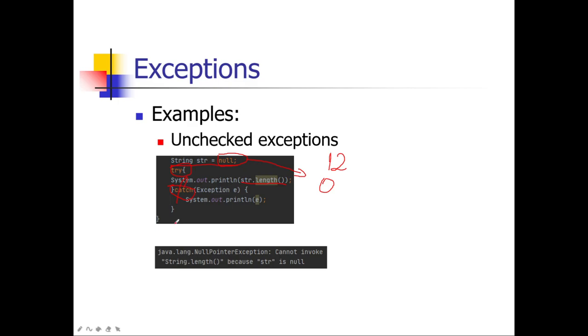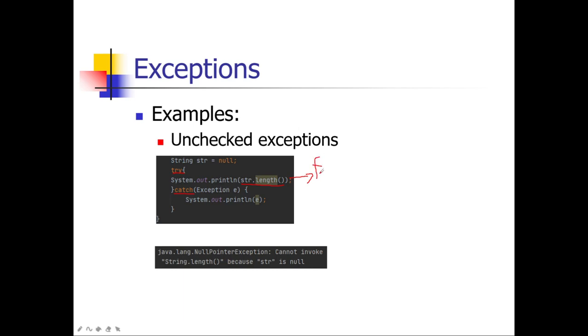So we have the try that receives some code. In our case, it's a system out print that will try to do what it's given. For example, in this case, it is supposed to give us the length of str. And catch is playing the role of a police officer, for example, who is trying to catch the bad guys of exceptions.